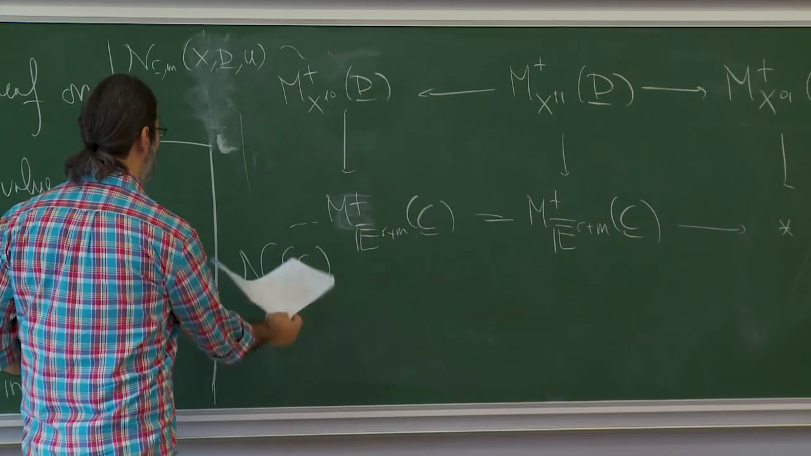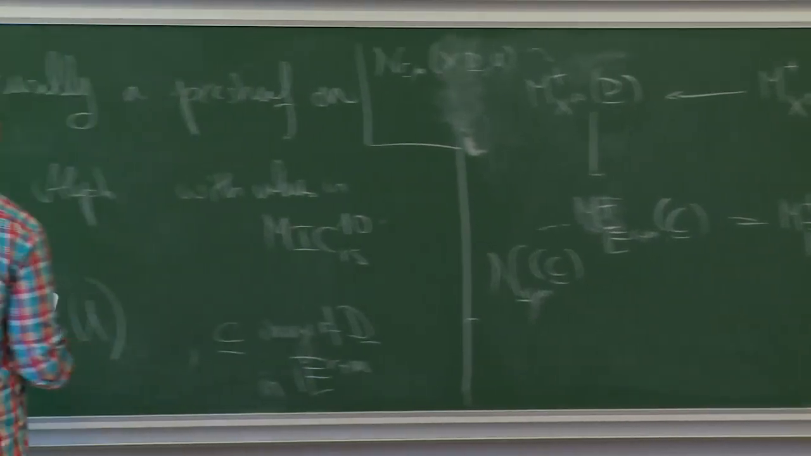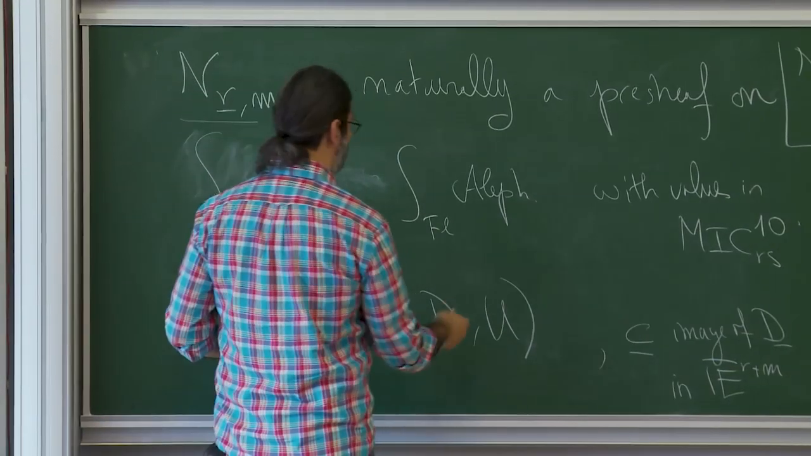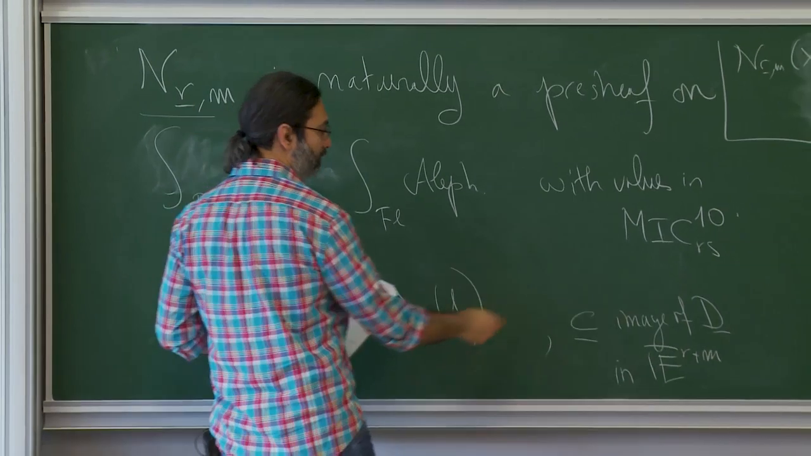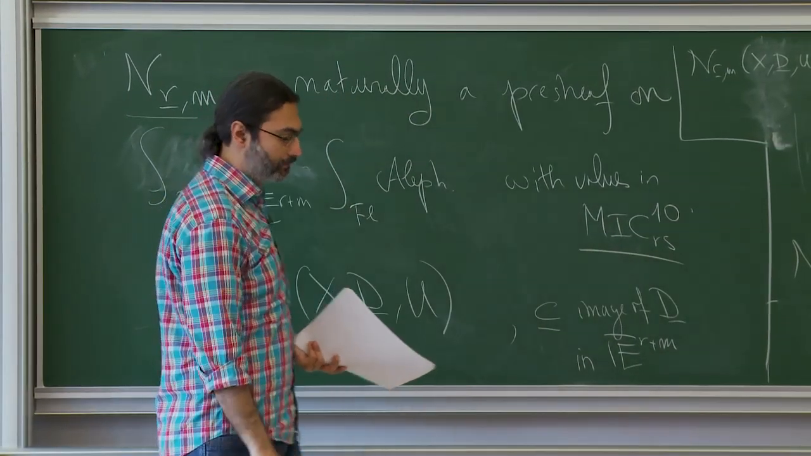All right, so we take this guy, we pull it back, we get here, and we think about this as a presheaf with values in this guy. This is one thing.